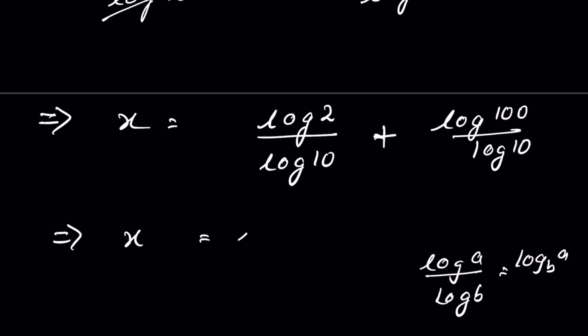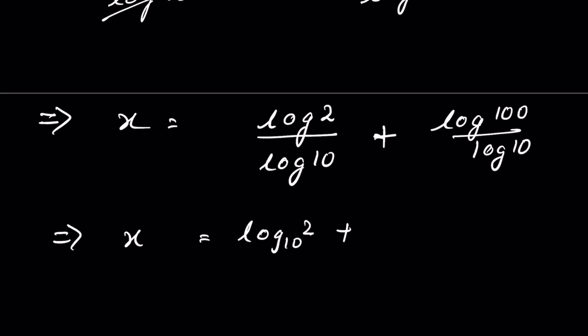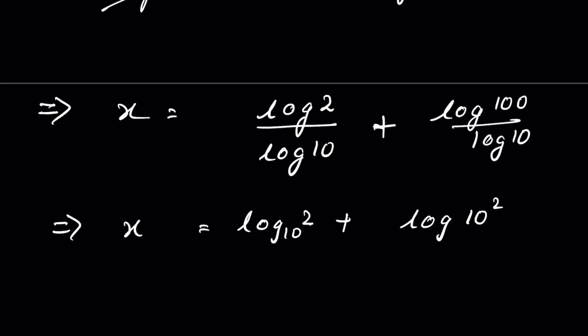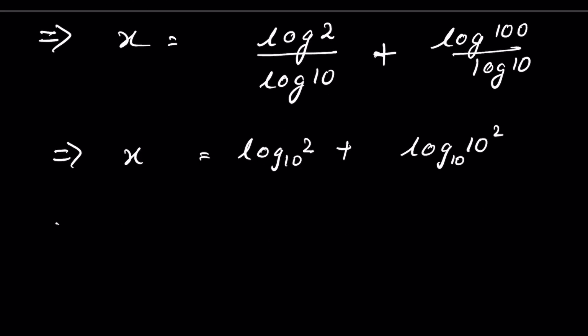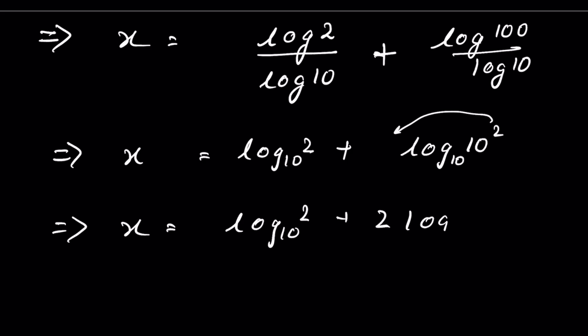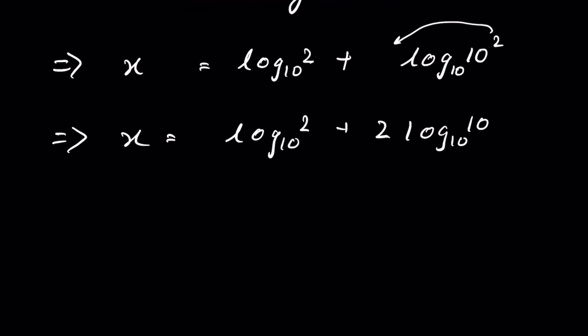So we write it log 2 with base 10 plus log 100 we can write it as log 10 square with base 10, or x is equal to log 2 with base 10. This 2 will come here, so it will be 2 log 10 with base 10. Now log 10 with base 10, the value is 1.